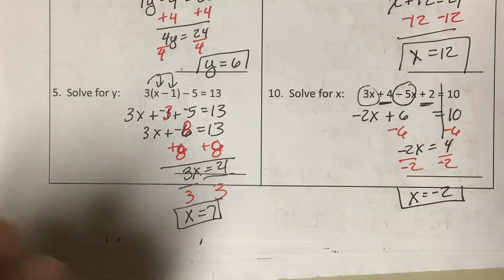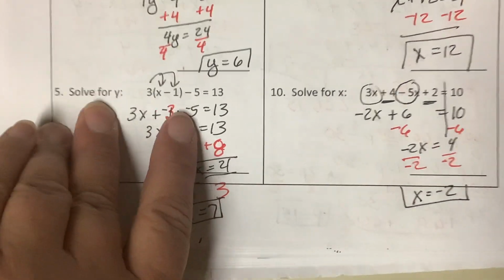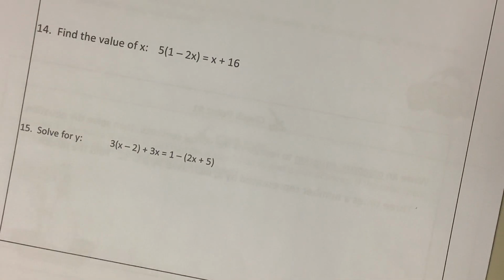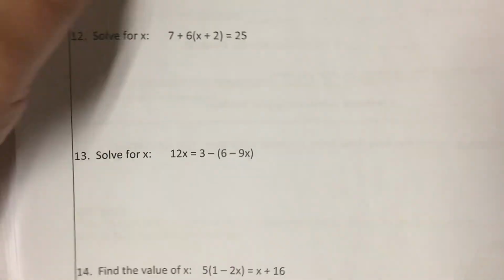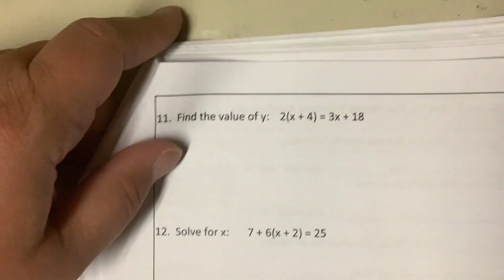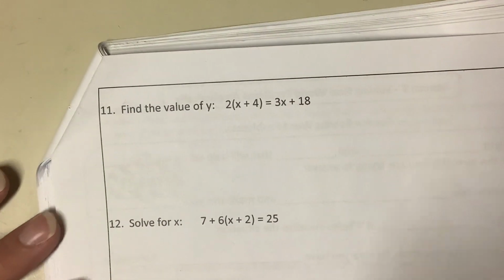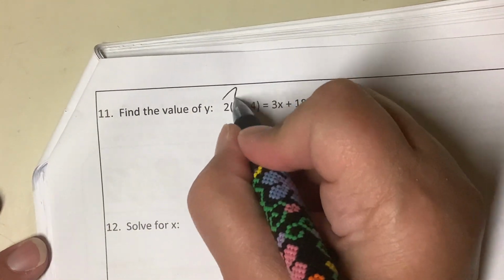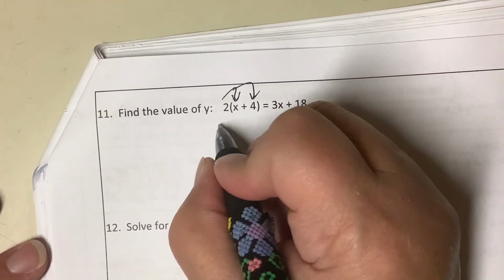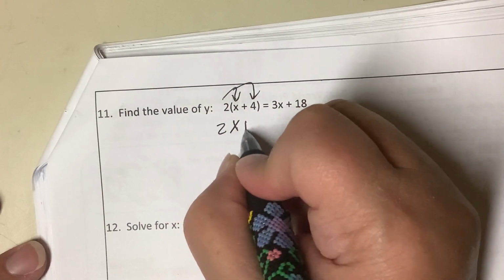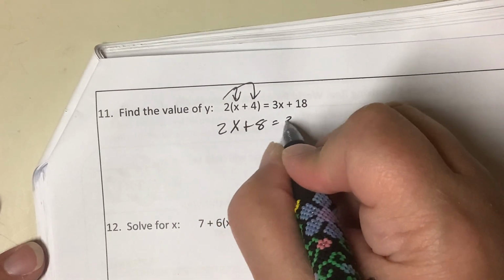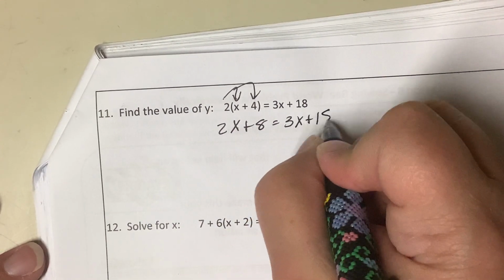And there you go. All right, first 10 problems down, and ba-bam! 5 more to go. We're getting there. And look, I got a little smart and gave myself more room to work. Okay, distribution first. 2 times x and 2 times 4. 2x plus 8 equals 3x plus 18.